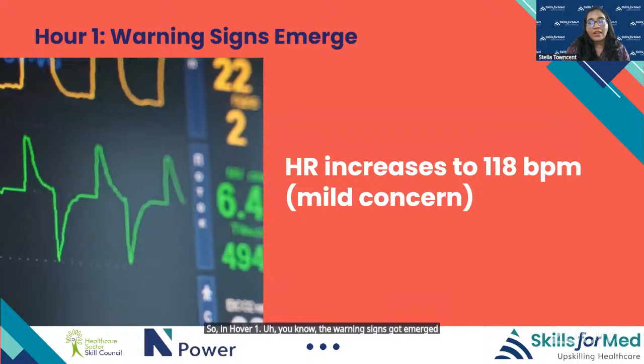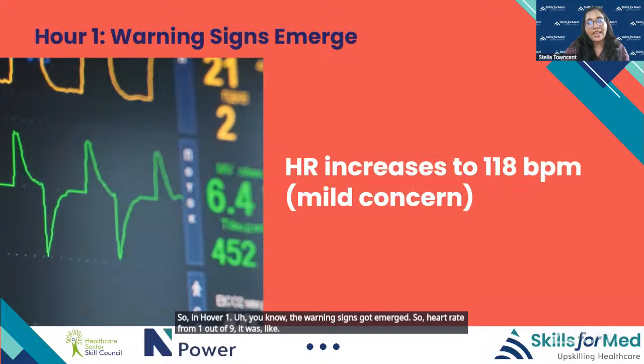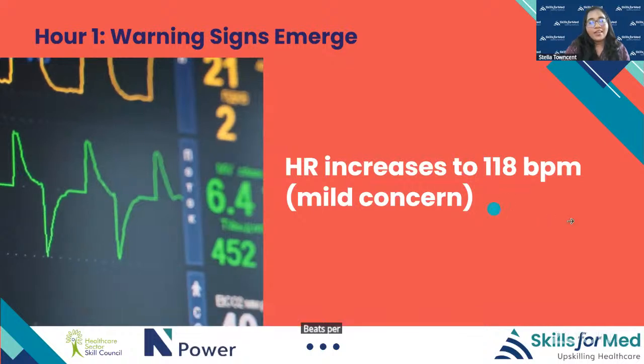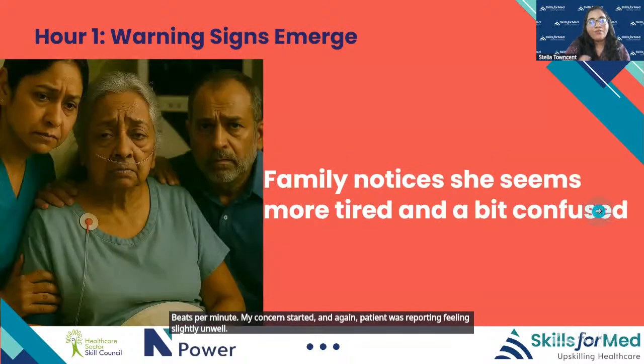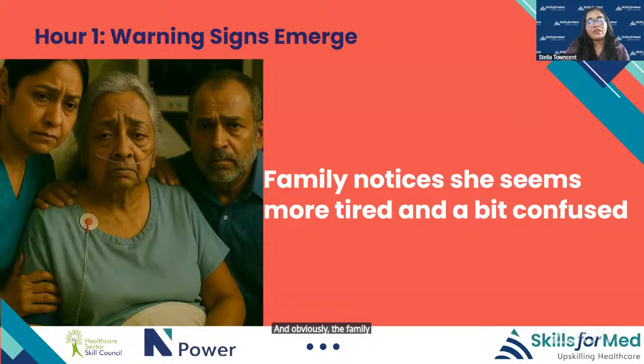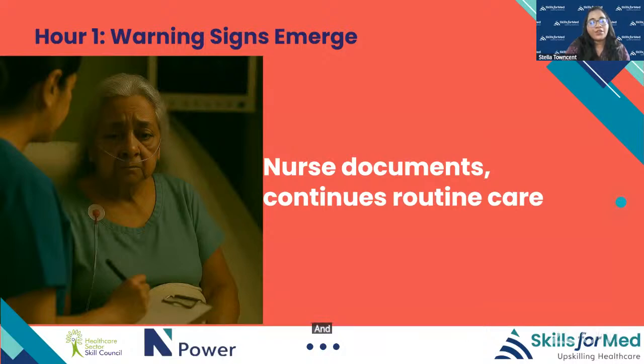Heart rate increased from 109 to 118 beats per minute. Mild concern started, and the patient was reporting feeling slightly unwell, and obviously the family was noticing she seemed more tired and a bit confused, and the nurse documented and continued the routine care. So this is what happened in hour 1.